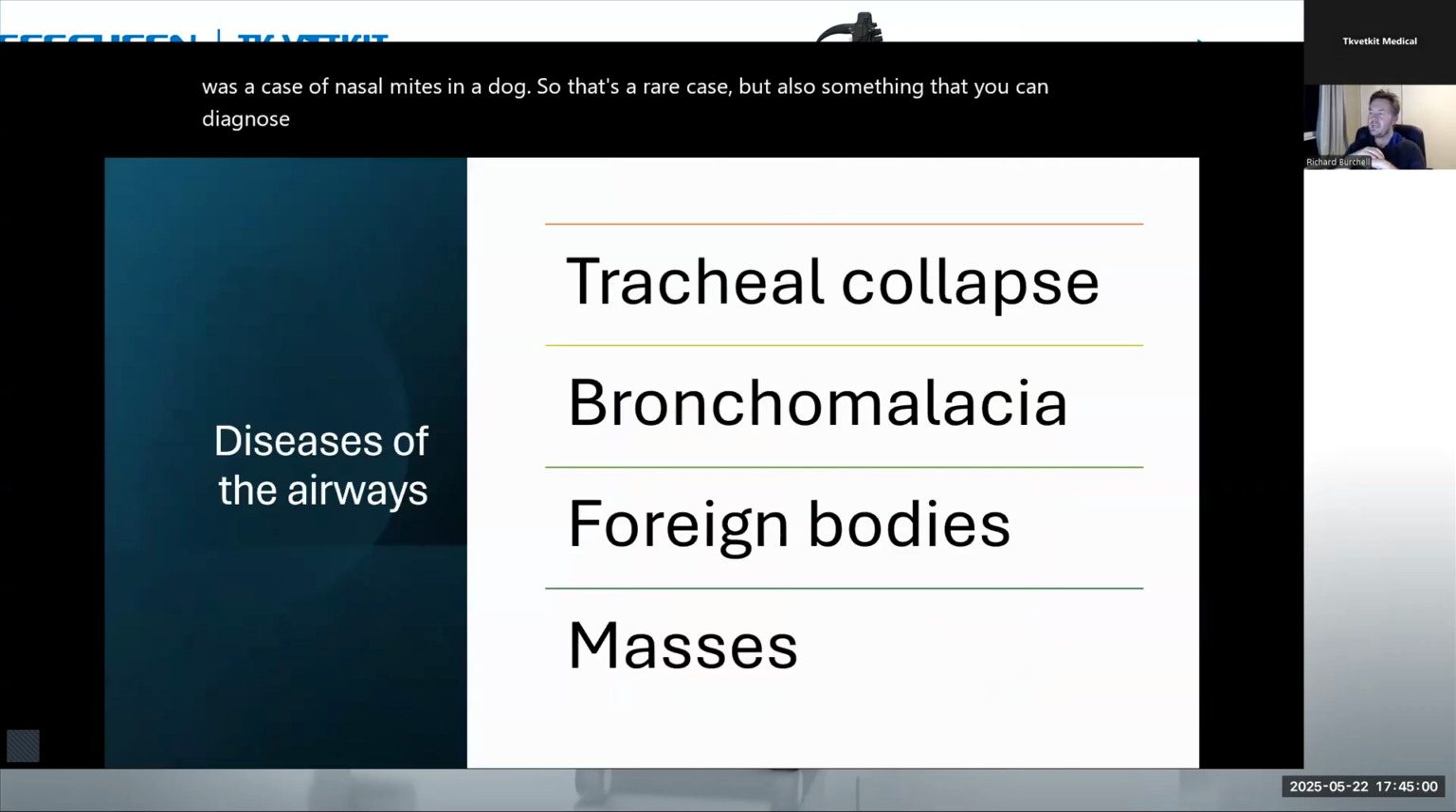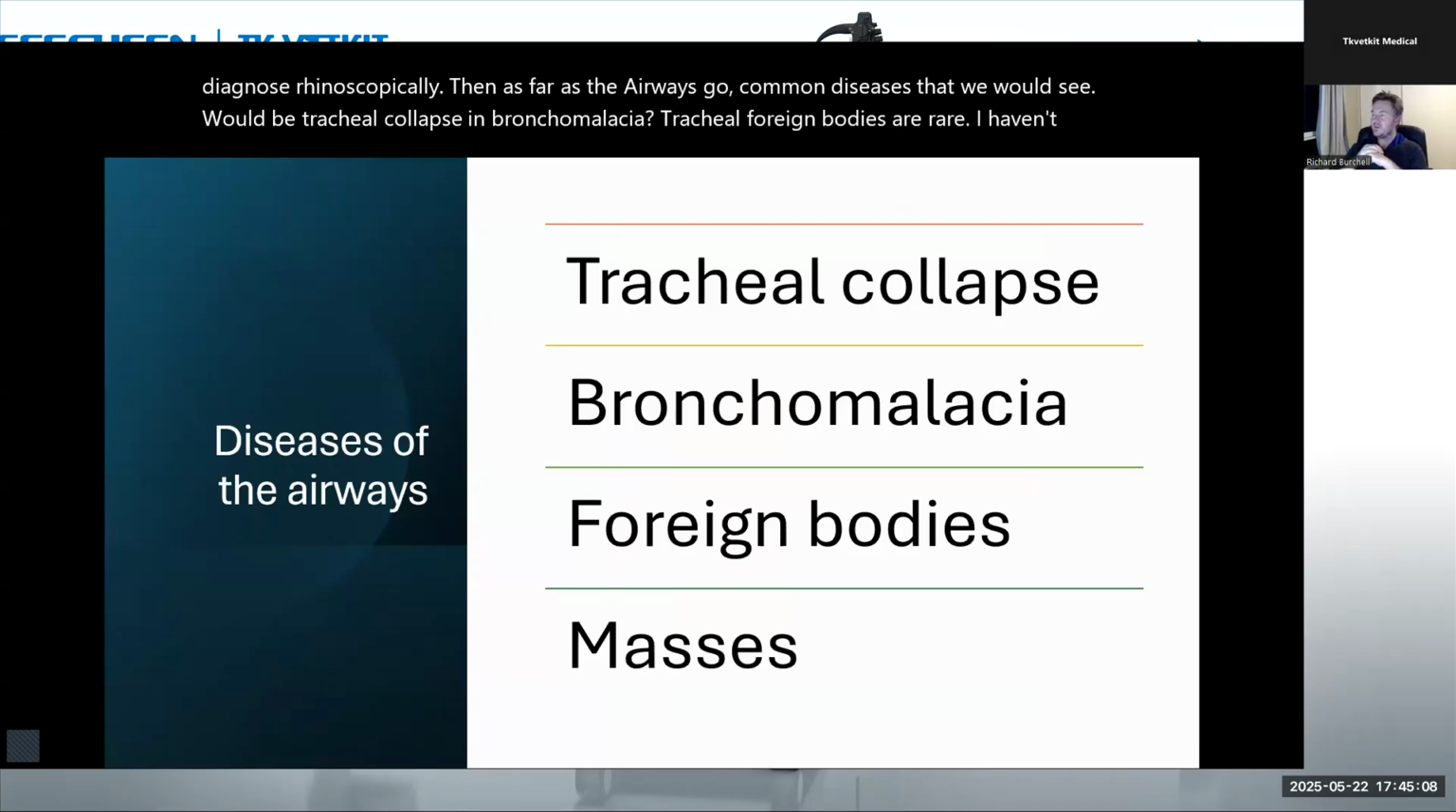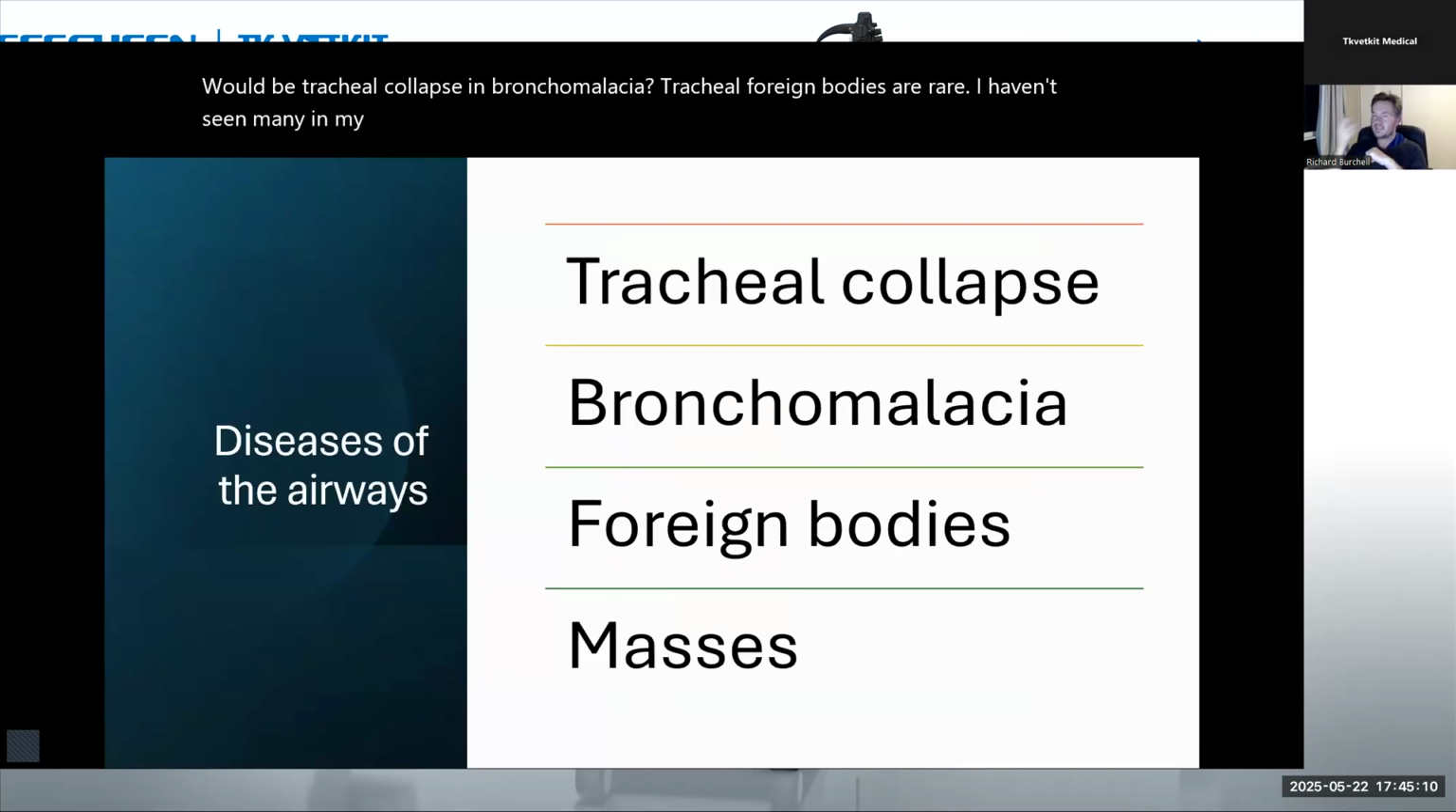Then as far as the airways go, common diseases that we would see would be tracheal collapse and bronchomalacia. Tracheal foreign bodies are rare. I haven't seen many in my career, and understandably because the airway is so well protected and dogs tend to cough if they aspirate anything. And we can sometimes see masses.